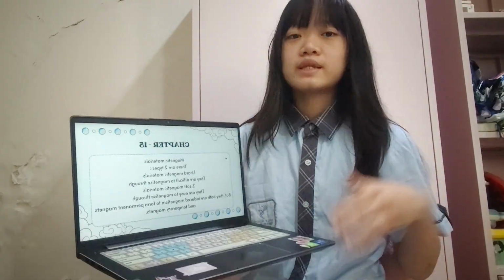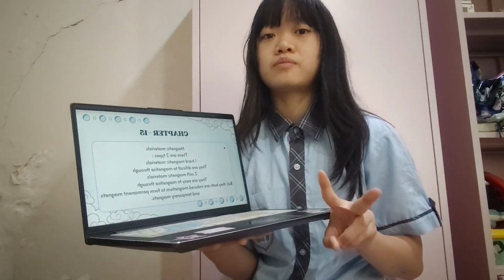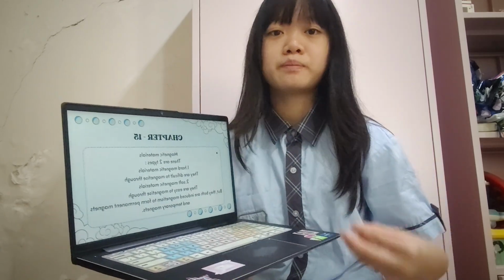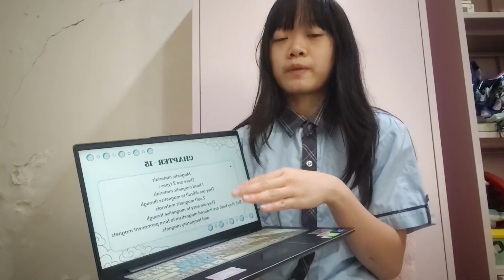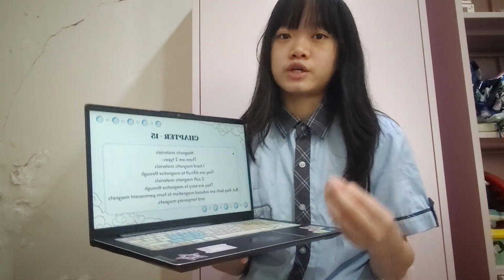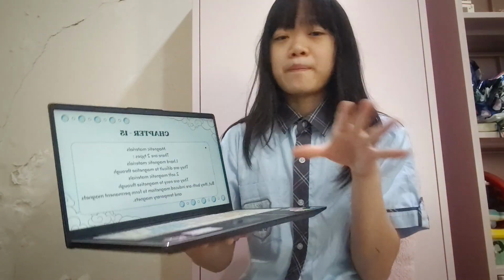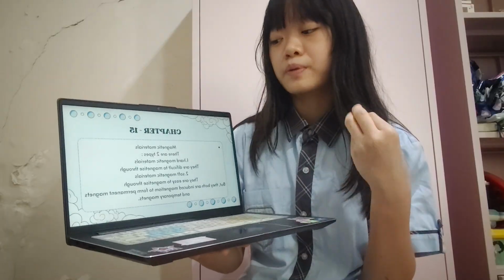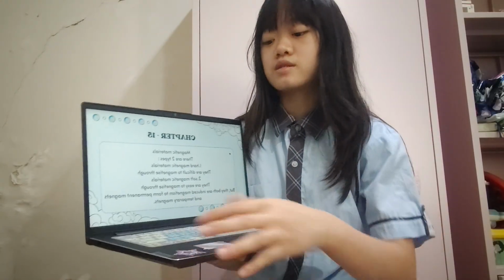So, what are magnetic materials? There are two types of magnetic materials. First is the hard magnetic, which is difficult to magnetize, and the second is the soft magnetic, which is easier to magnetize than the hard magnetic. But both can be magnetized to form permanent magnets or temporary magnets.